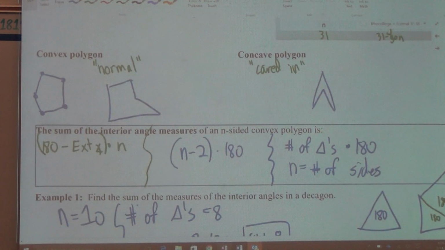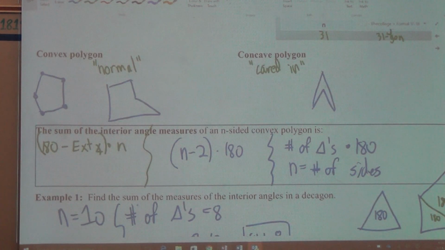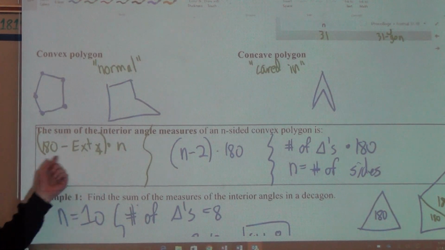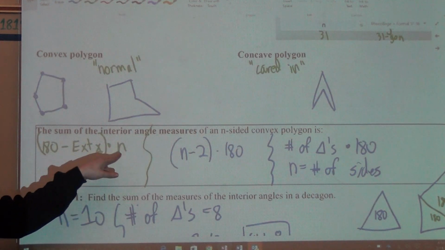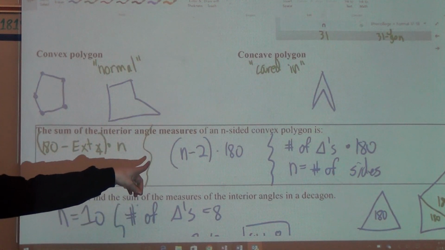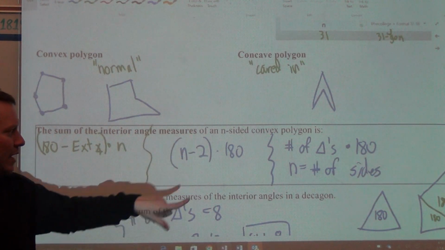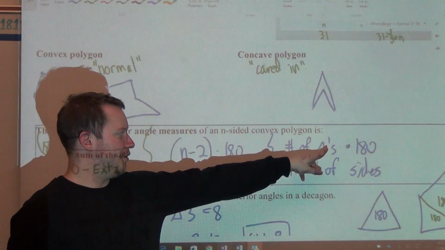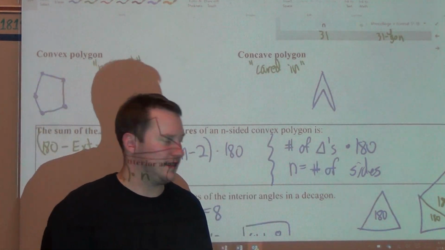There are a few ways to get to the sum of the interior angles of a polygon. My preferred way, which I've shown in green, is doing 180 minus the exterior angle and multiplying that by n. There's also this idea of taking n minus 2 and multiplying by 180. In that situation, the number of triangles times 180 is what you're trying to work with, and n is the number of sides.